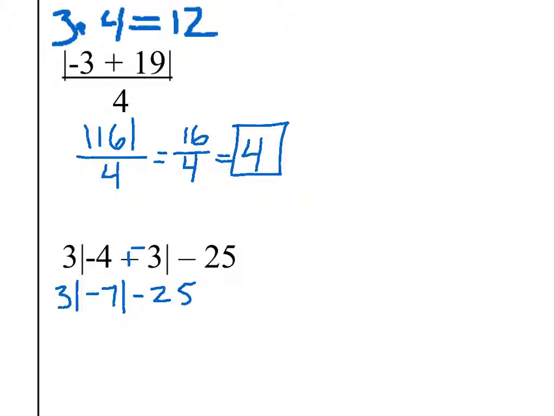So, hold on. Let's summarize for everybody really quickly. Christopher says, first thing we do, we find the -7 inside the absolute value brackets. And he was getting ready to say we evaluate the absolute value. So that leaves us with 3 times 7 minus 25.